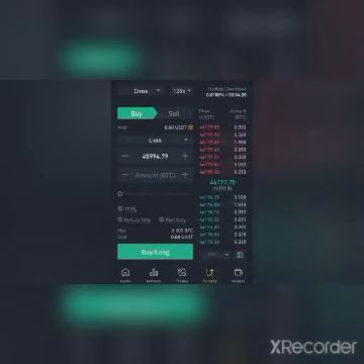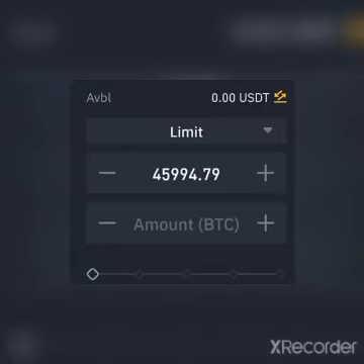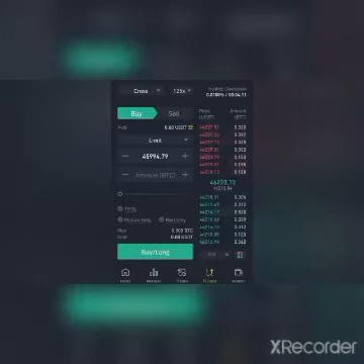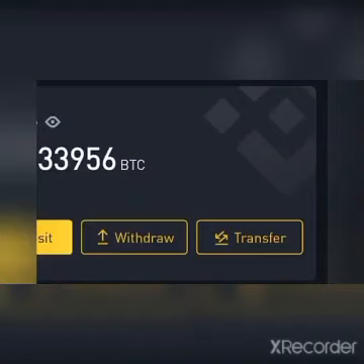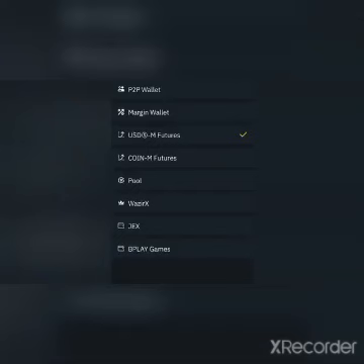Now, as you can see, we have 0.00 USDT present in our wallet. We would have to transfer USDT from our spot wallet to our USDT futures wallet. Once we do that, we'll be able to trade on the futures platform. Now, we would have to go to the wallet to transfer funds. Click on transfer right there. You would have to change it to USDM futures.